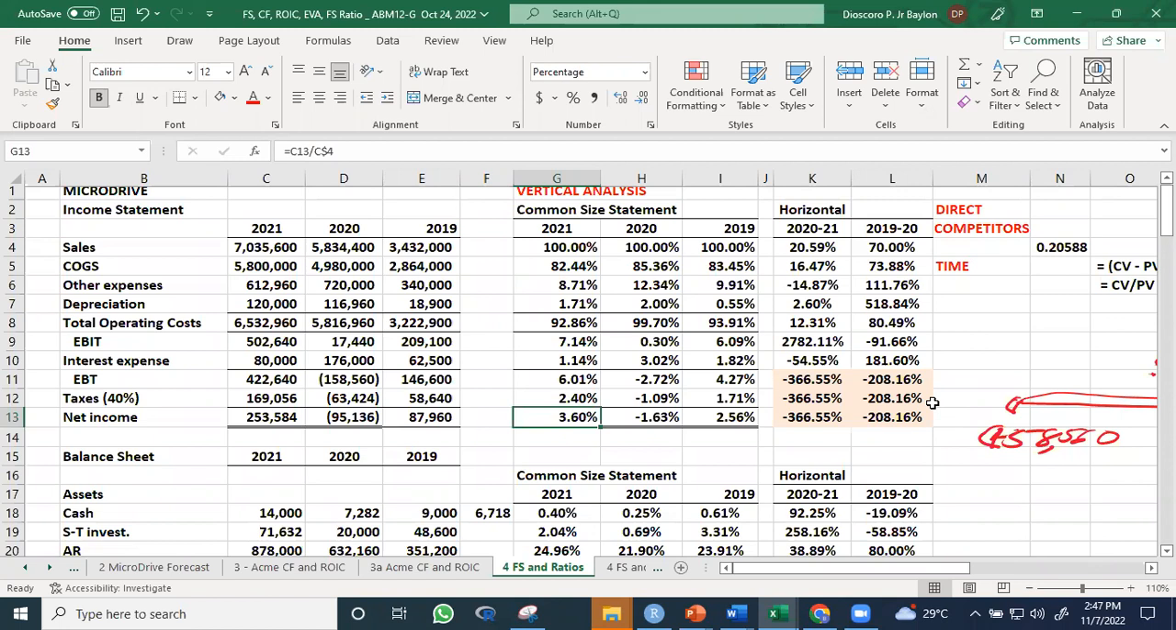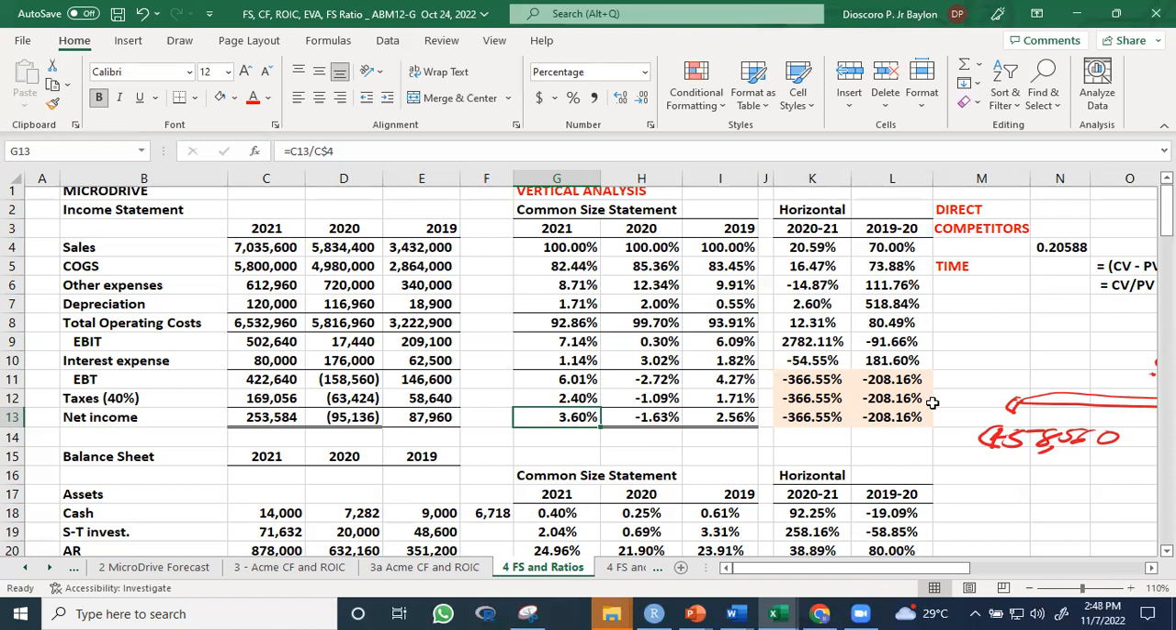So for horizontal analysis, what we do is compare between years, between two periods. On column L, we have 2019 to 2020, which means that we're comparing 2020 and 2019. We're computing the growth rate, and also for 2020 and 2021. So how did we get 70%?